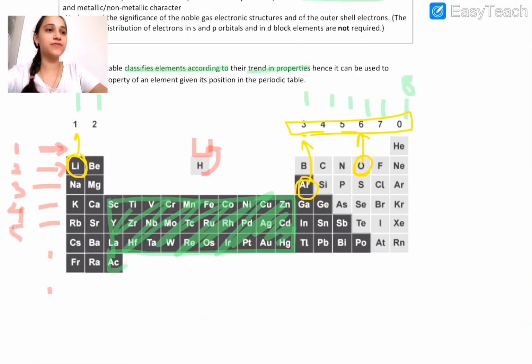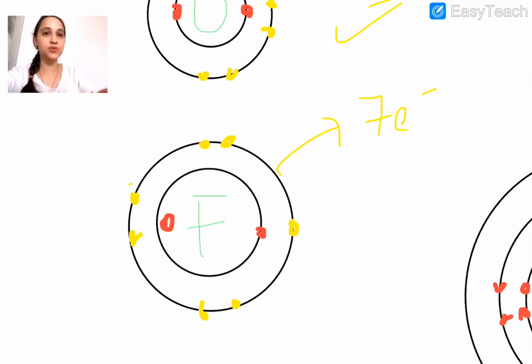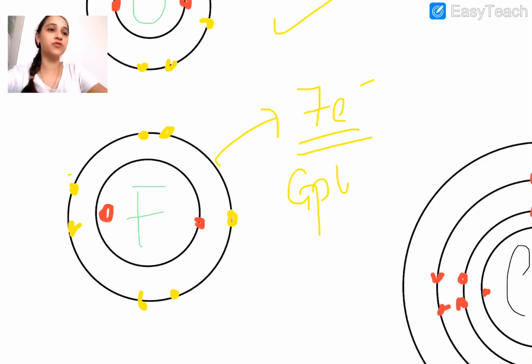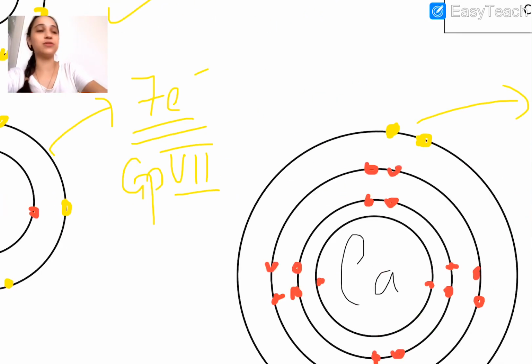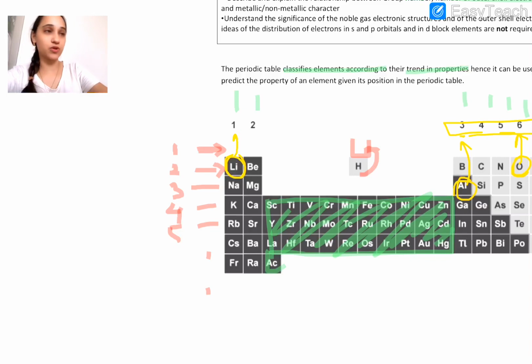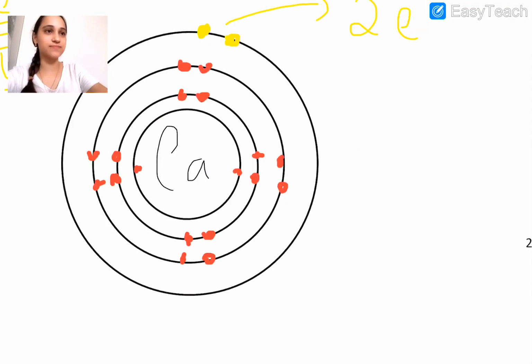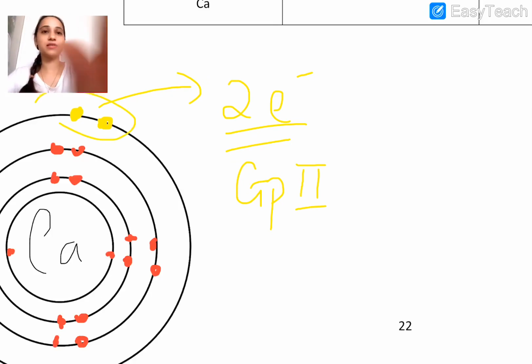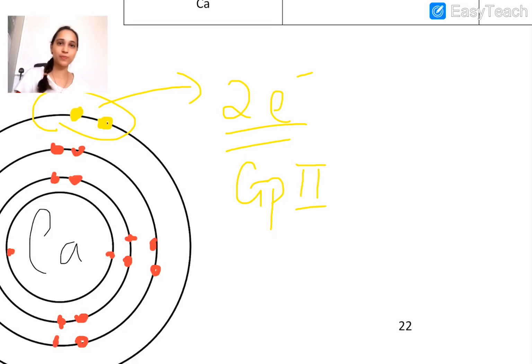Fluorine, let's find fluorine. Fluorine is in group 7, so it should have 7 outermost electrons. So see, 7 electrons. So this is found in group 7. Doing fine till now. Calcium is found in group 2 here. So you see 2, so it should have 2 valence electrons. See, 2 valence electrons, so it is found in group 2. Or you could do the other way around: because it has 2 valence electrons, it is found in group 2. Okay, so this is what we learned from that.